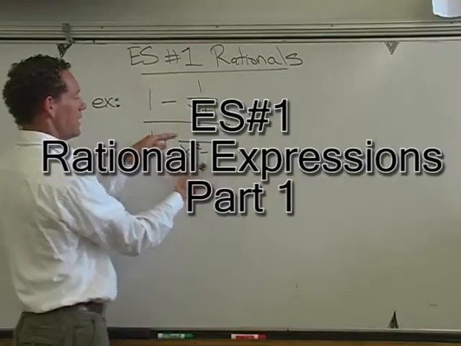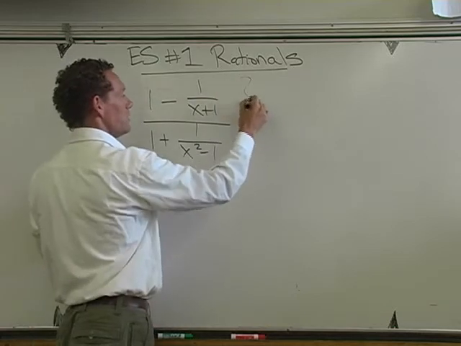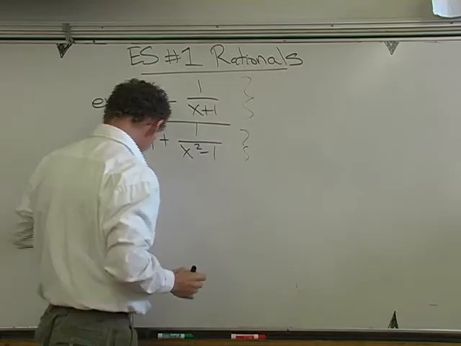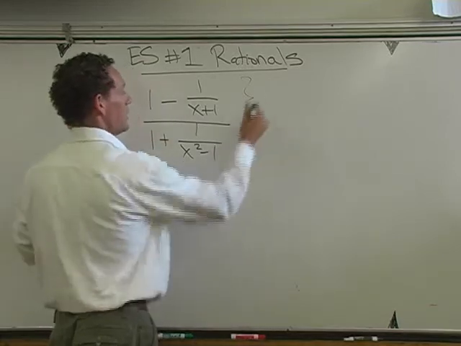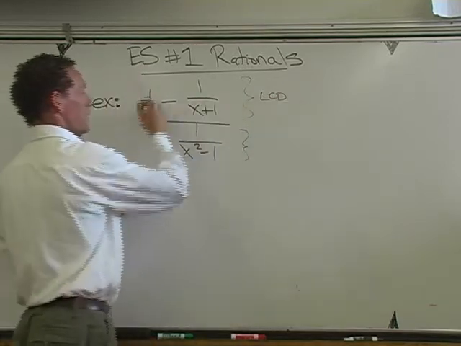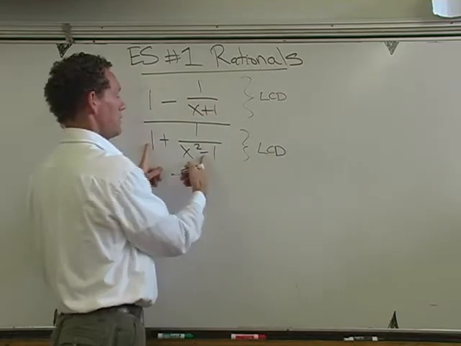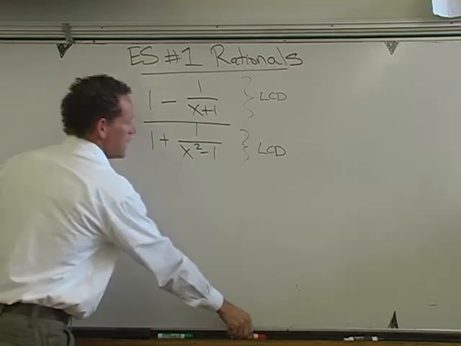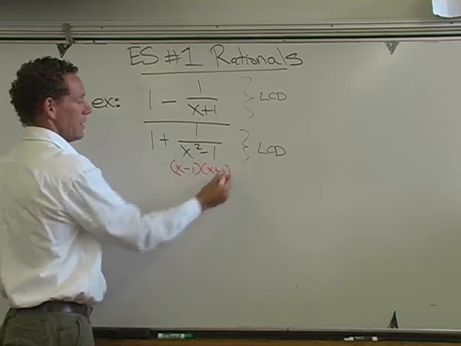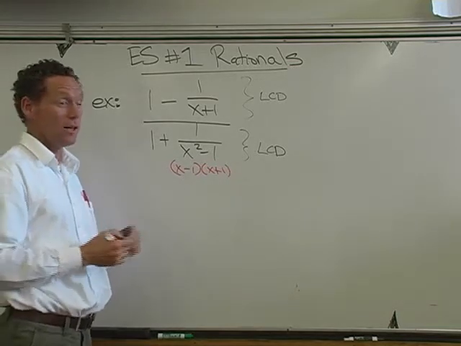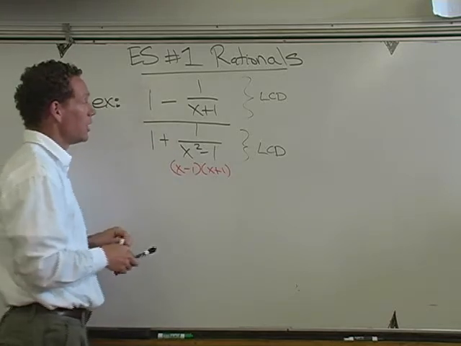Fractions. We have a fraction here, we have a big denominator here, we have a huge fraction here. What you want to do in this situation is figure out what the LCD is. Figure out what the LCD is for these two, and figure out what the LCD is for these two. If we factored this, it would be x minus 1 times x plus 1. Always factor if you can when you're trying to find the least common denominator.